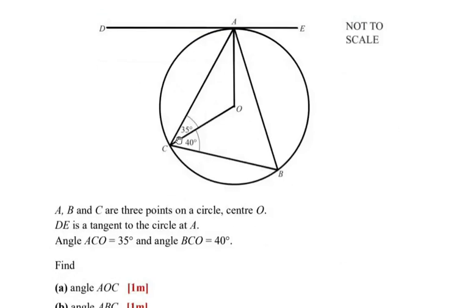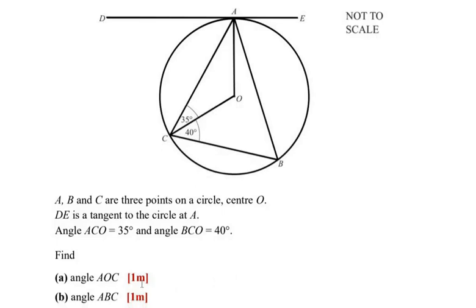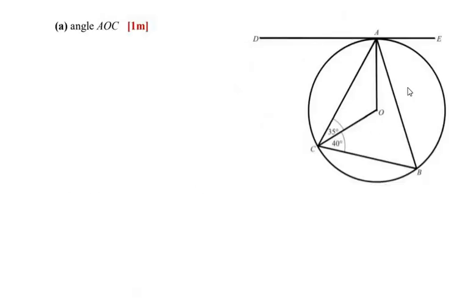A, B, C are 3 points on a circle with center O. DE is a tangent to the circle at point A. Angle ACO is equal to 35 degrees and angle BCO is equal to 40 degrees. Find, now the first angle is angle AOC. So we have reconsidered the figure over here for easy reference.